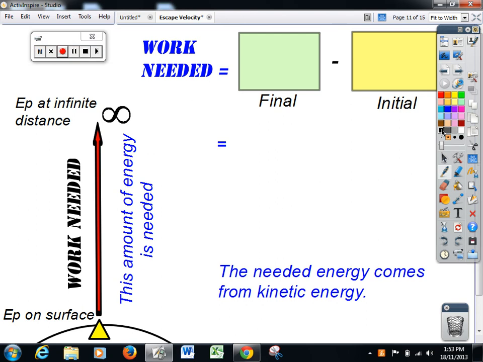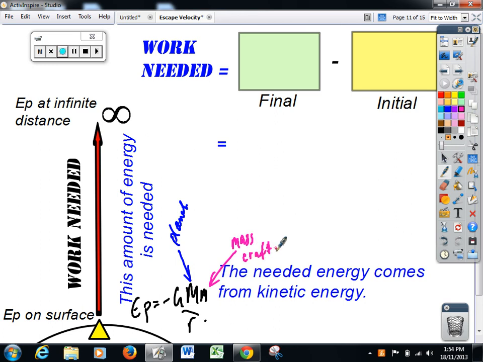Just say we're on the surface of the planet, the Earth, it can be any planet, but we'll go there. What is the EP needed? Well, the EP down here is equal to minus GMm on r, where M is the mass of the Earth or the planet, and the other m is the mass of the object that we're trying to remove. Okay, the craft, so that's the mass of the craft that we want to escape with. Are we okay with that?